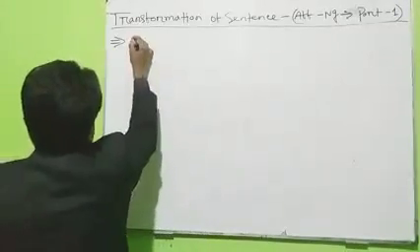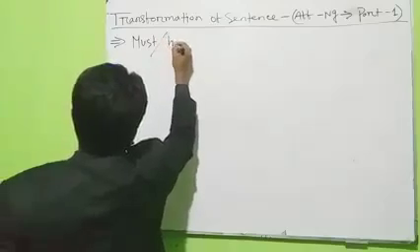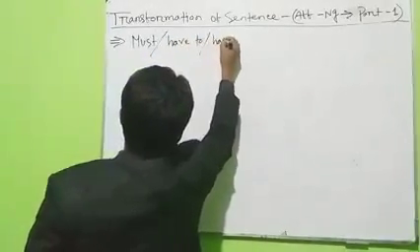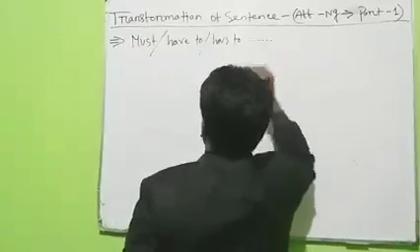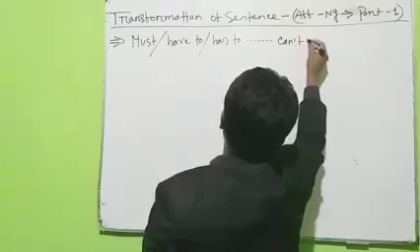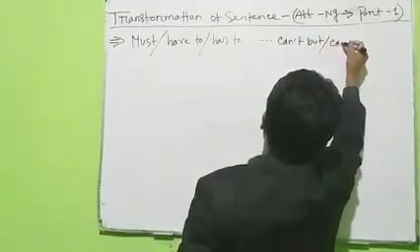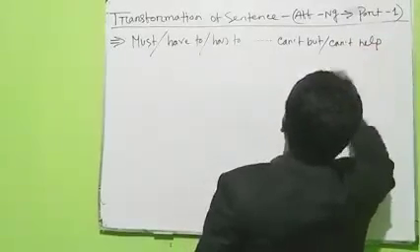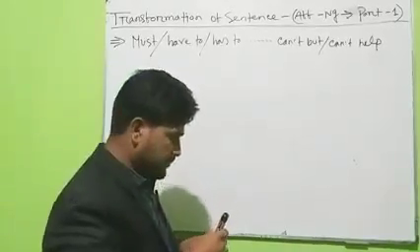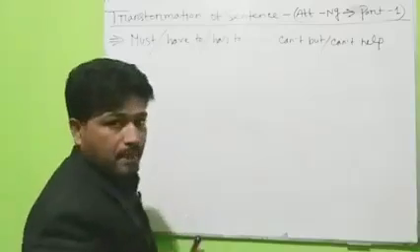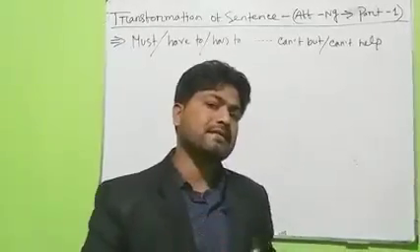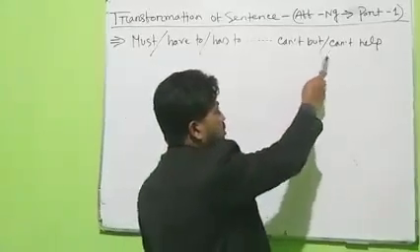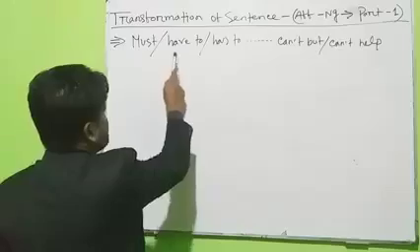Must, have to, has to. Cannot but or cannot help. Okay, dear learners, here must, have to, has to. If there is must, have to, has to in any kind of affirmative sentence, to make it into negative, you have to use cannot but or cannot help instead of must, have to or has to.